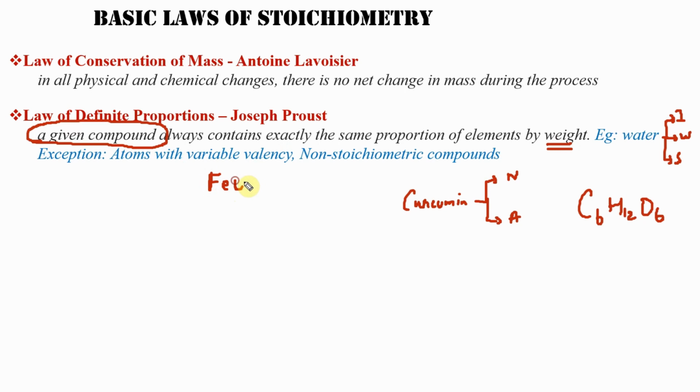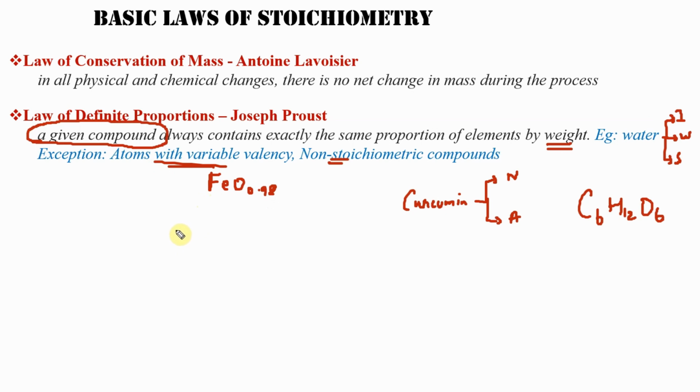Remember, we have seen this before. This is not stoichiometric, so you cannot have it. Non-stoichiometric compounds, and atoms with variable valency. Even this example we saw why this happens. We have Fe3+ and Fe2+.